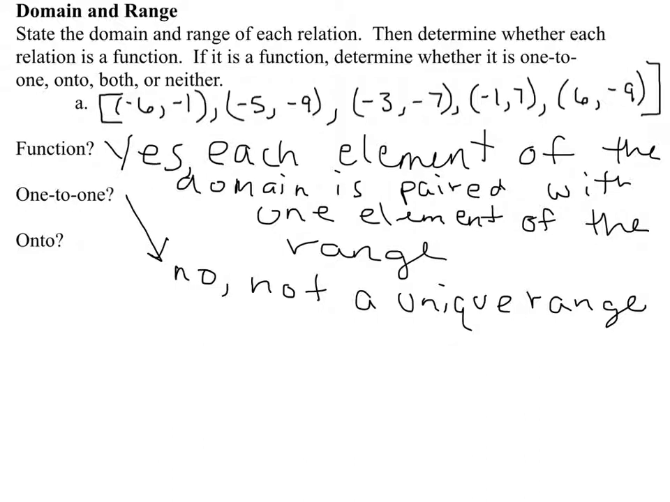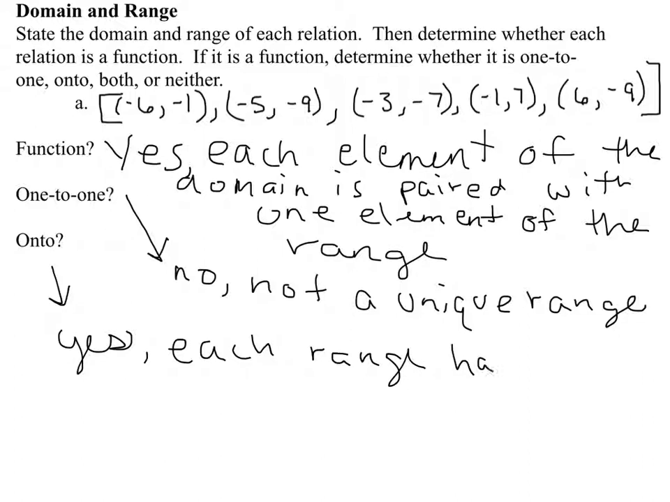Now let's talk about onto. We want to make sure that each range has a domain. So if we look at our y values, -9 has the x value of 6, 7 has the x value of -1, -7 has the x value of -3, -9 has the x value of -5, and -1 has the x value of -6. So we're going to say, yes, this one is onto. And our reason is because each range has a domain.